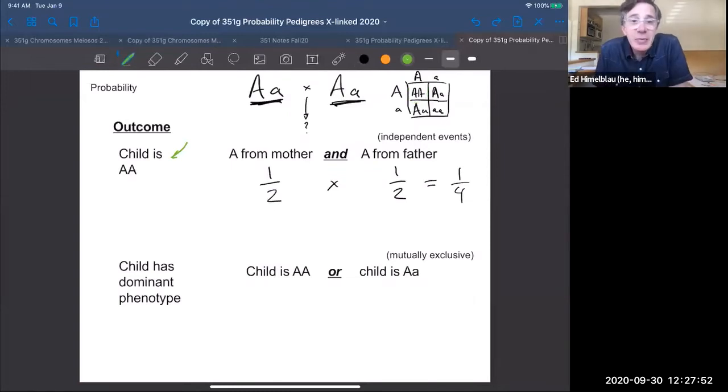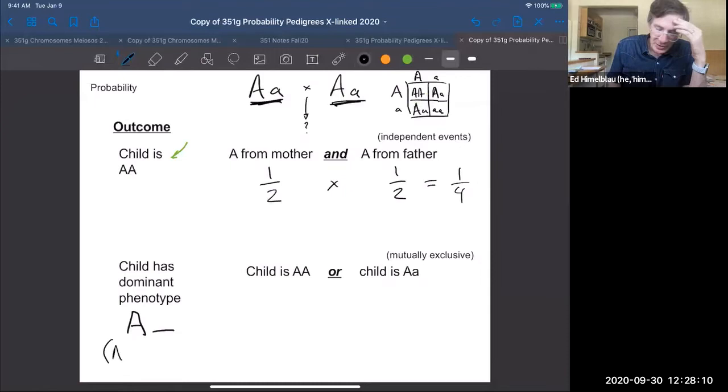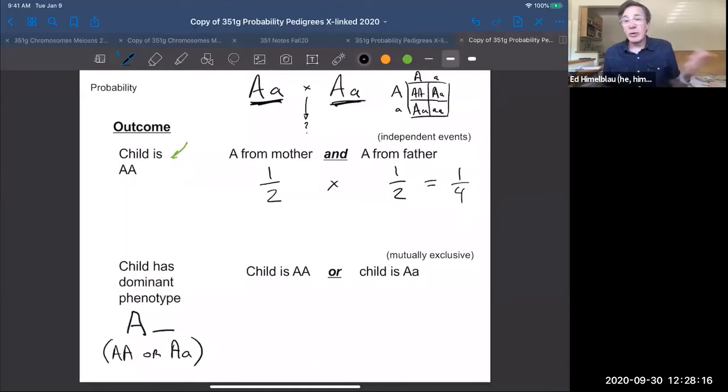Now, we can also ask this way: what's the chance that the child has a dominant phenotype? And we would write the genotype in this case this way. Now, there were some people that asked about this during the exam, and I realized maybe this wasn't clear to everybody. If we write this, we're saying that they have at least 1 dominant allele, and we're not sure what the other one is. So they are basically this, or they're homozygous dominant, or they're heterozygous. And we don't care which, because either of those, we're going to get the same dominant phenotype, right?